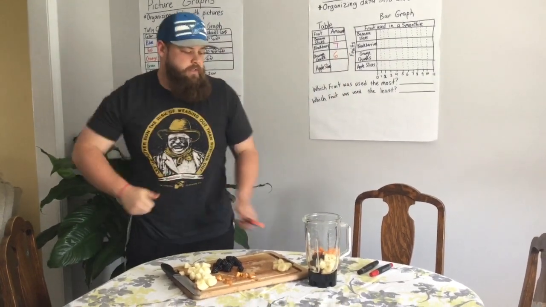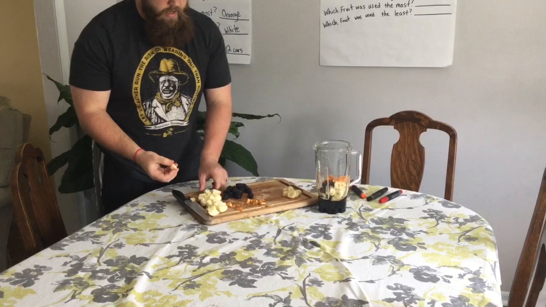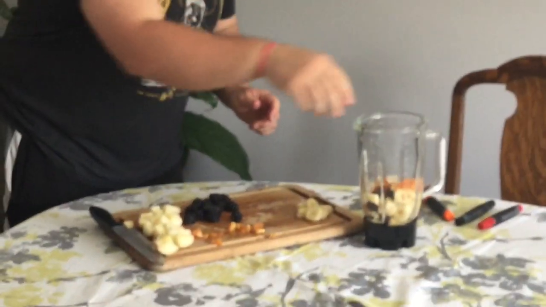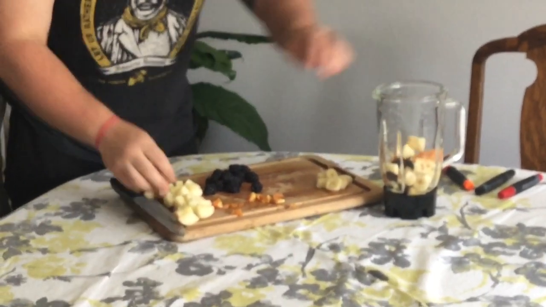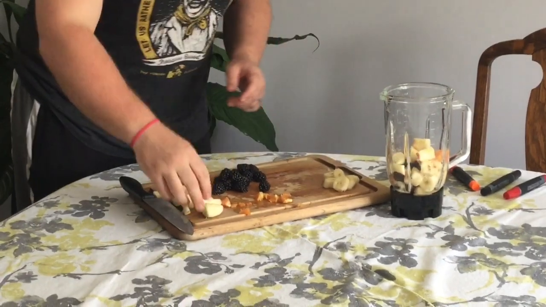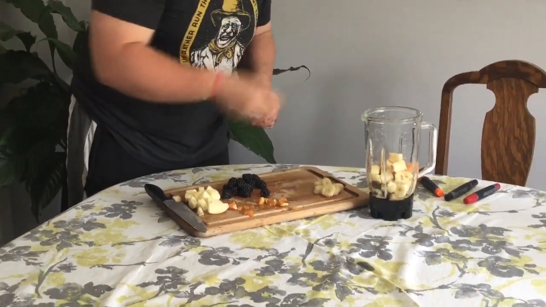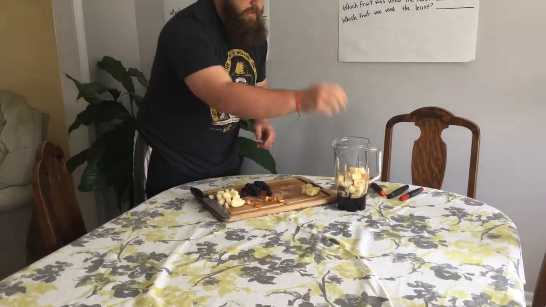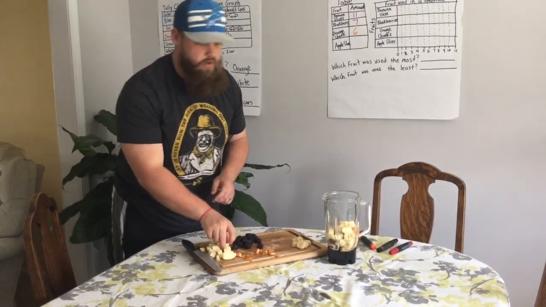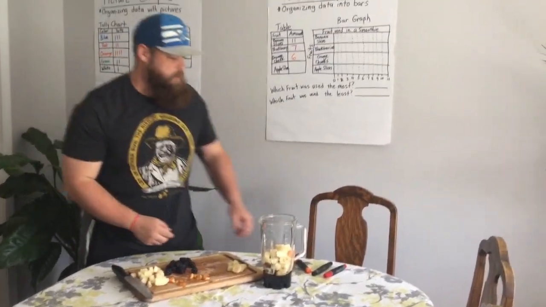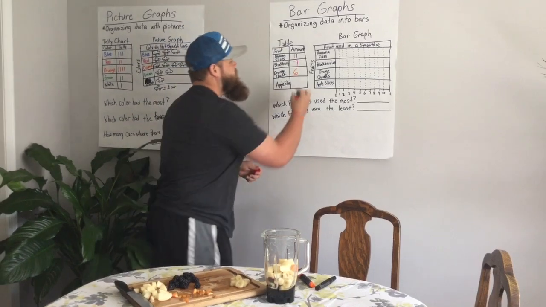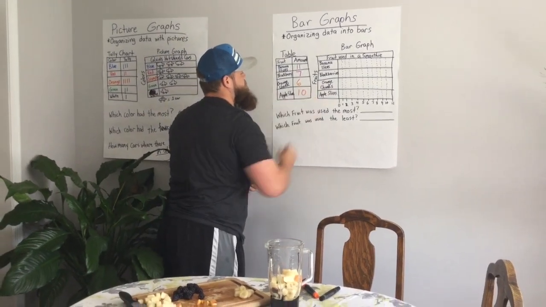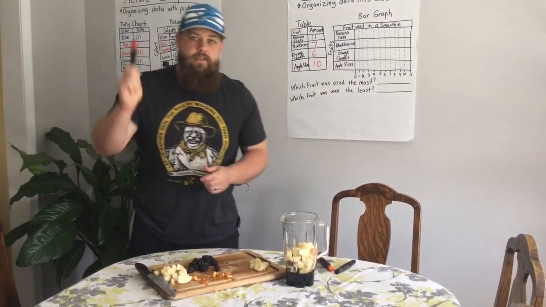Last one is apple slices. These are Honeycrisp apples. 1, 2, 3, 4, 5, 6, 7, 8, 9. We'll do 10. So I put 10. I got a red marker for the apple slices. All right. Let's go make the rest of our smoothie.